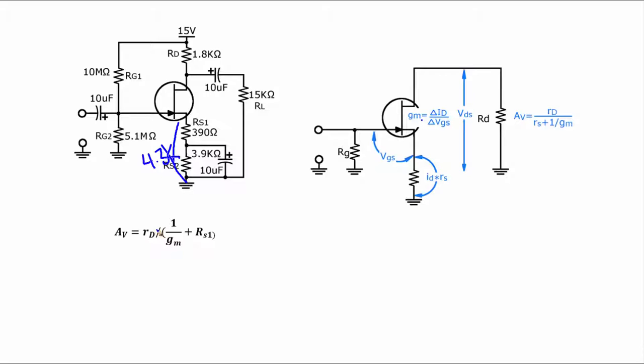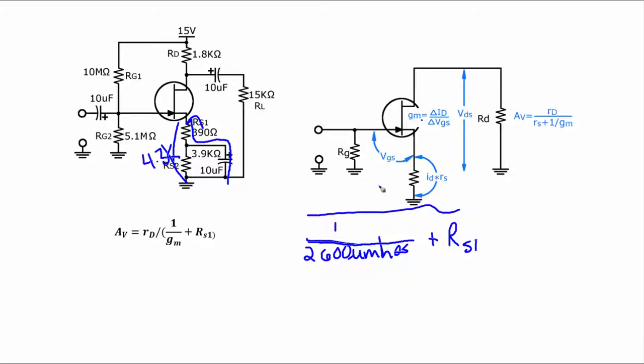So if we're using our graphical analysis, we know that we had 1 over 2600 microsiemens. And we're going to add the value of RS1. So we're looking at this as the AC path, and it's going to follow through the device in this direction. So we have to go through RS1, plus we have to go through the transconductance. And then we divide that into whatever the total resistance is on our drain.